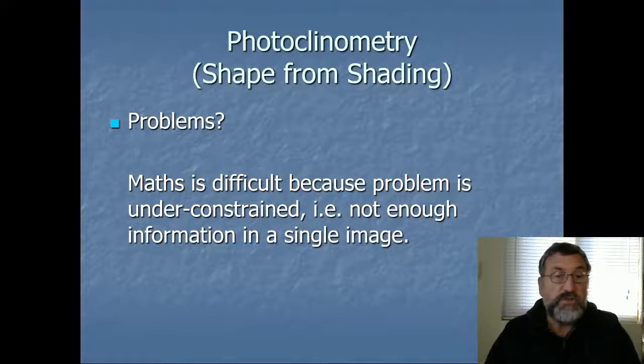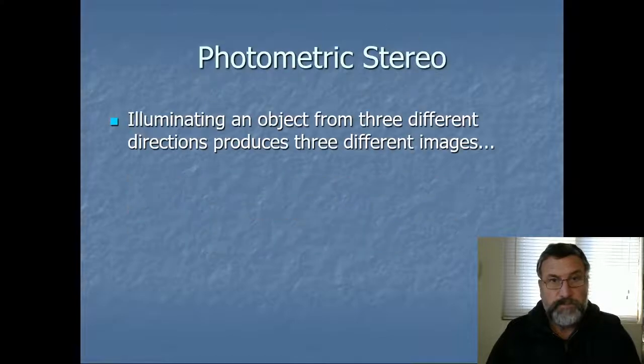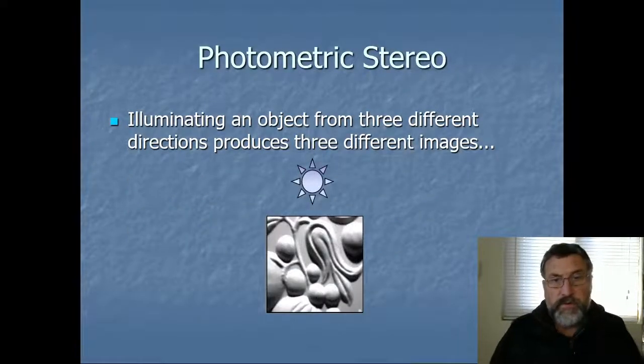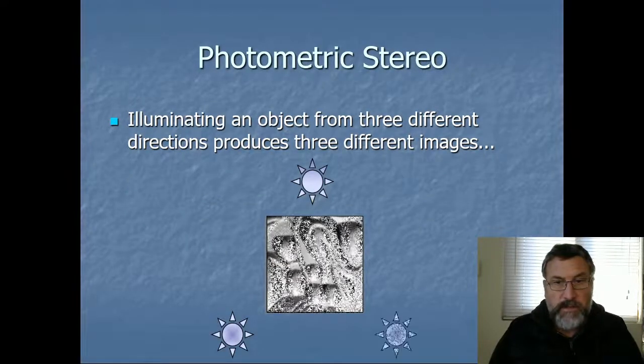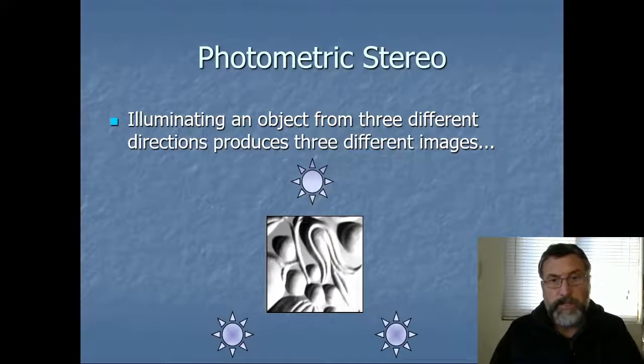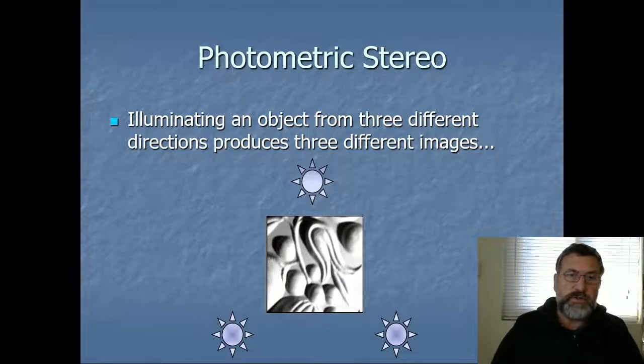So it's under-constrained, we say, but the maths is difficult. We've got too many variables to solve it all from a single image. So that's where photometric stereo comes in. You can see in this video here that we've got 3 lights in known positions. We've got the lighting model. We turn one on at a time and capture 3 images.